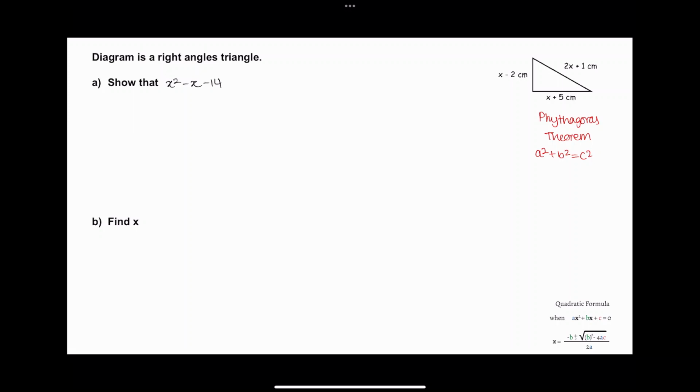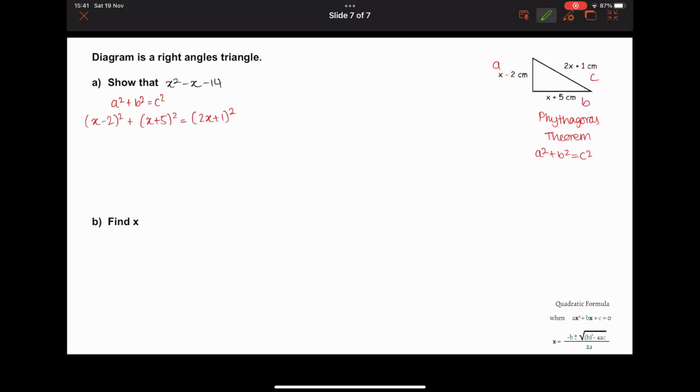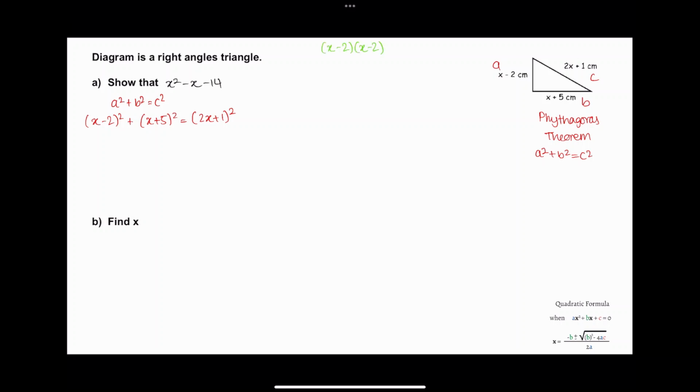Let's try the final question. In this question, we are looking at a right angle triangle. There is some interlinking and synopticity in this question because it is linked to another topic, the Pythagoras theorem. For part A, we need to show that x squared minus x minus 14 is correct.